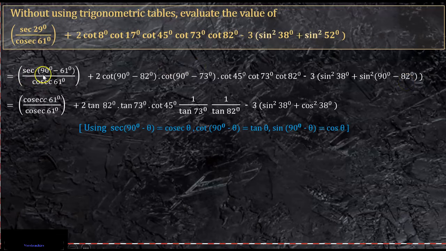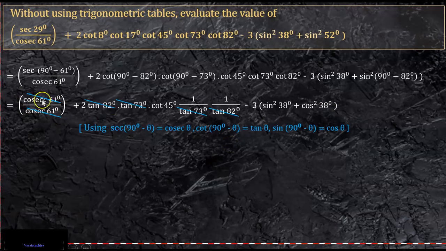As sec(90 minus theta) equals cosec theta, using this, and cot(90 minus theta) equals tan theta. And the same way we are converting cot 73 degree as 1 by tan 73 degree, cot 82 as 1 by tan 82, minus, here sin square(90 minus theta) equals cos square theta. So that means cos square 30 degree.